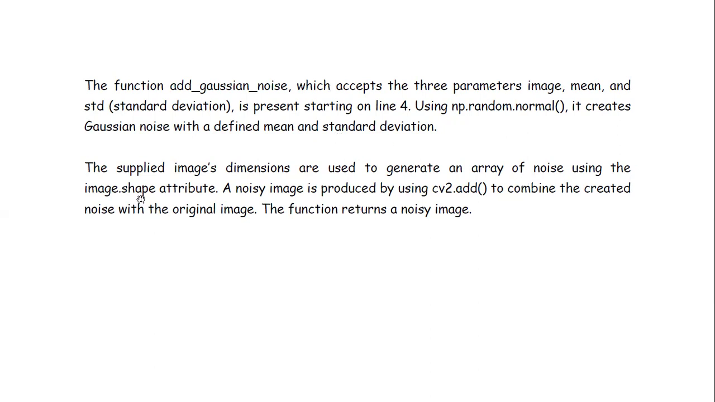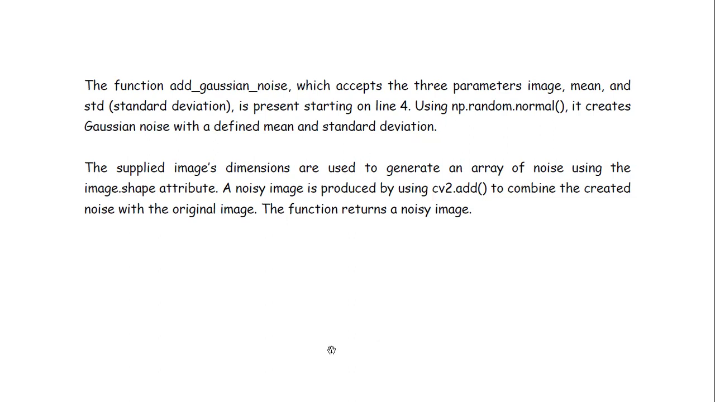Now, the image dimensions are used to generate an array of noise using the image shape attribute. A noisy image is produced by this cv2.add, which combines the created noise with the original image. And as a whole, the function will return a noisy image. Anyway, I just gave you an outline of the functions that we are using, but let's go to the implementation part, then it will be more clear to you.